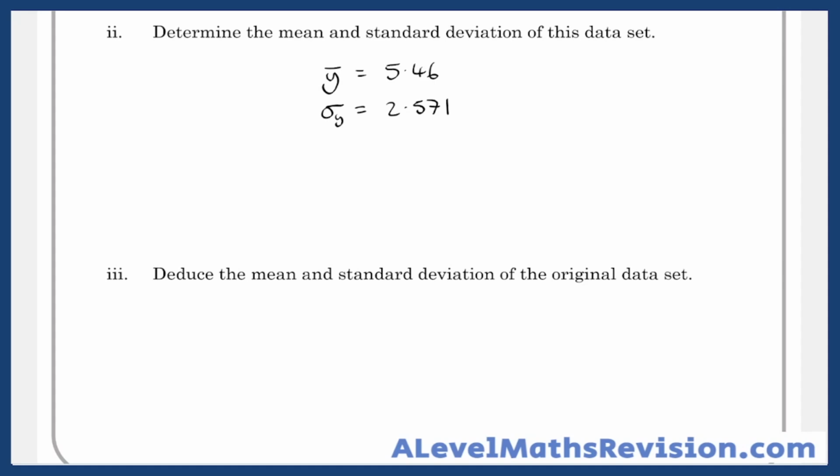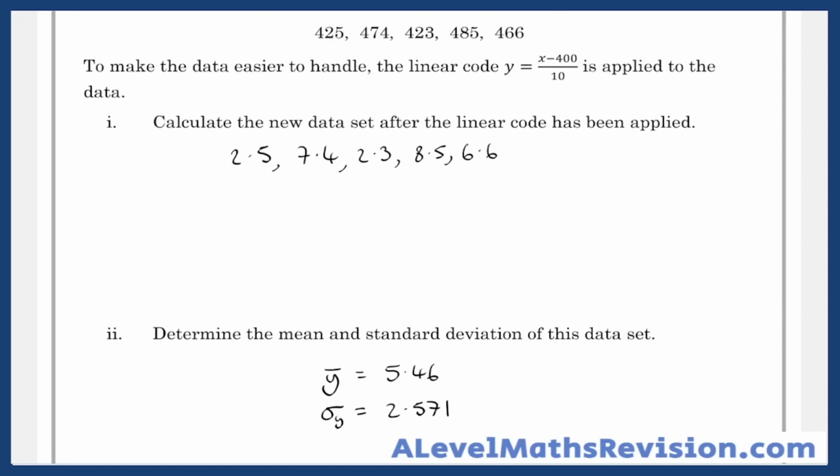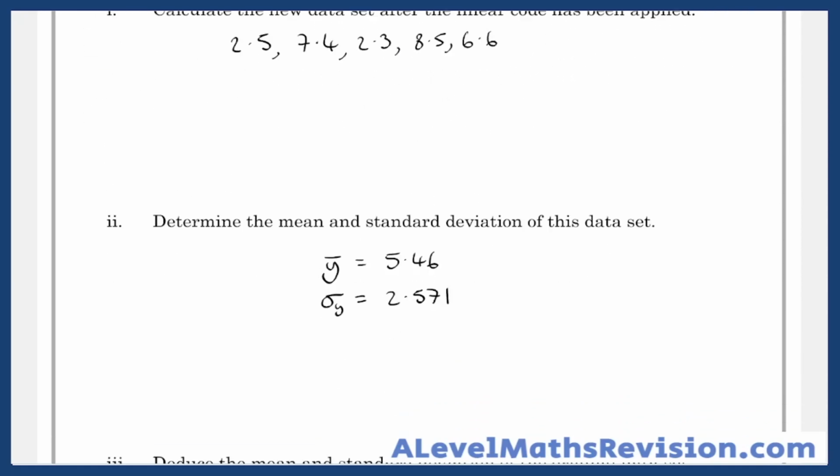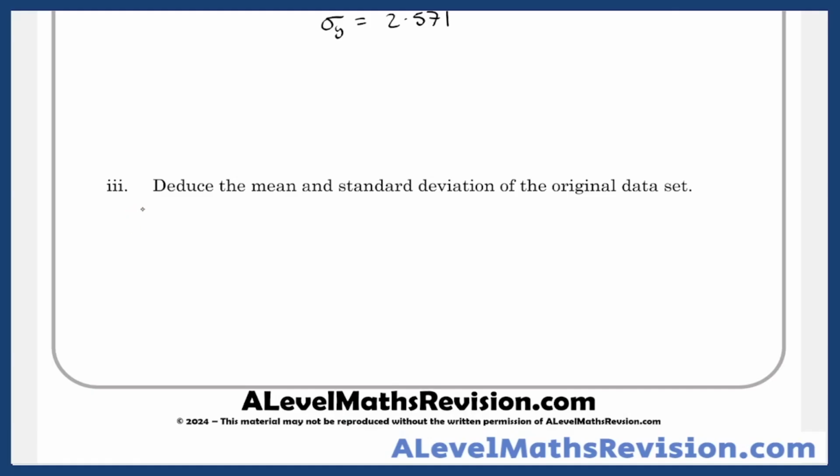So it says deduce the mean and standard deviation of the original data set. So we're working backwards now. So let's have a look at the code. Y equals x minus 400 over 10. So let's try and get that back to say x equals now. So that means that 10y equals x minus 400. And that means that x equals 10y plus 400.